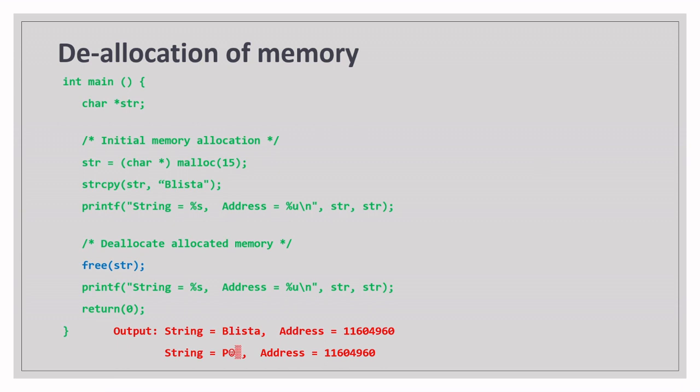I'm using a pointer variable str and dynamically allocating memory to it. I'm copying the string value to str. The first time I print str, it gives the value Blista and the address of the memory location. Later in the program I am freeing the memory using the free function so that it deallocates the memory location assigned to it. After that, if I print the same memory location, it gives some garbage value, but the pointer still points to the same memory location.